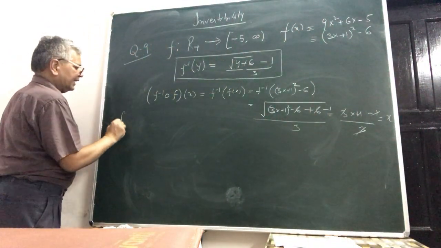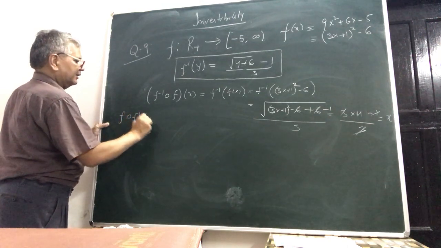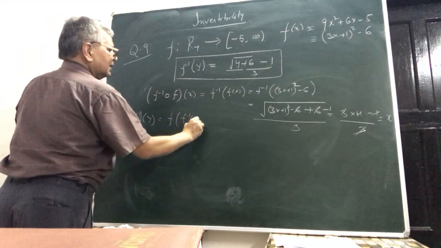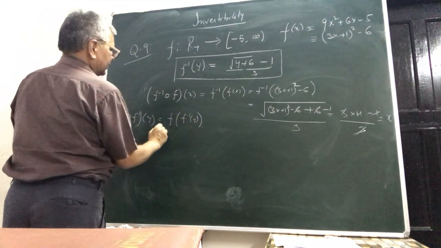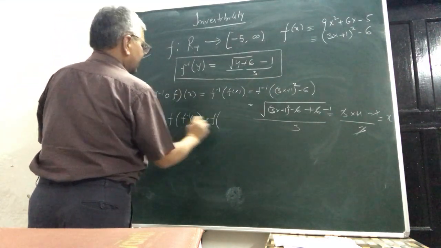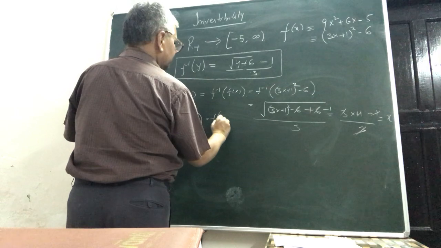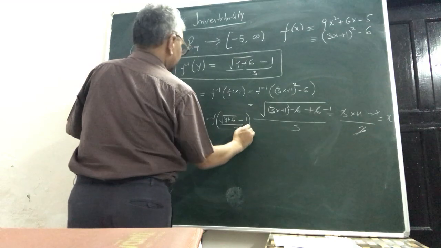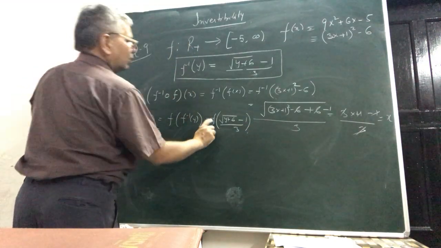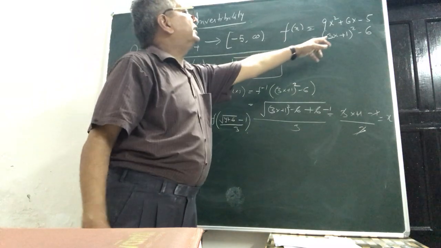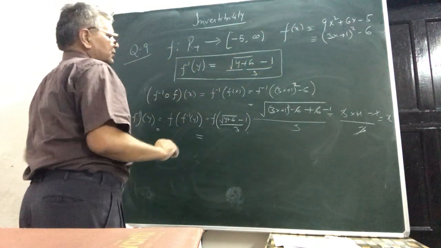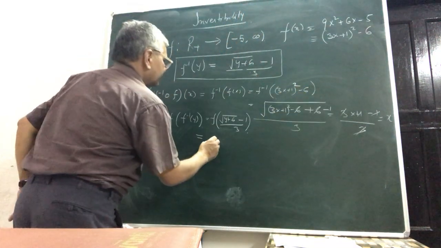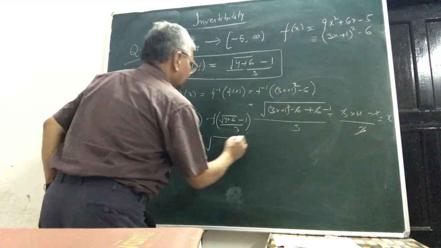Similarly, we can show that f o f inverse y is equal to f of f inverse y. F inverse y is this thing, under root y plus 6 minus 1 by 3. So now this thing will be equal to f of this thing. What is f here? f is (3x plus 1) whole square minus 6. So wherever y is coming, you substitute this entire thing.